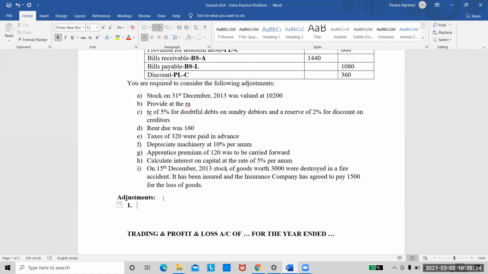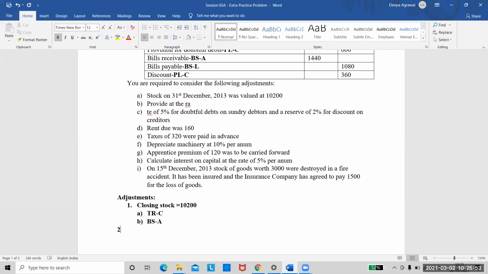So the first one is given as closing stock. All of you know the treatment of closing stock, right? Tell me the treatment quickly. Ma'am, trading account credit side and balance sheet asset side. That's correct. Right. So we'll move forward to the second adjustment.